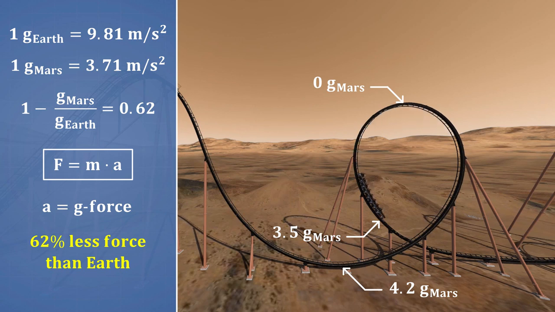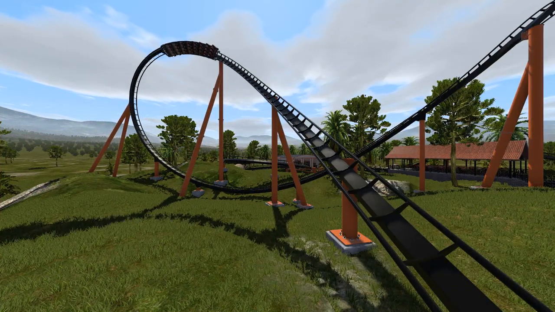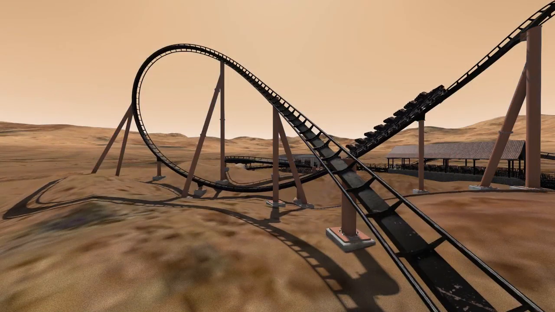It's interesting to note though, that if you feel weightless on a certain part of the ride on Earth, then you will also feel weightless at the same point on Mars, because 0 Gs still means 0 acceleration and 0 force.